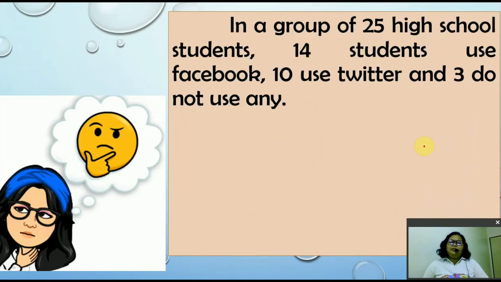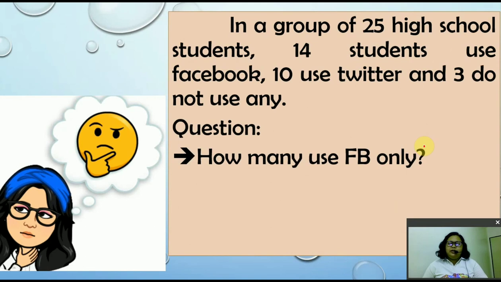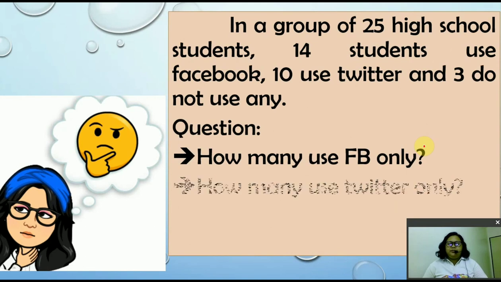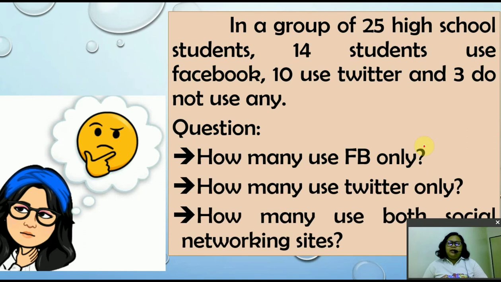In a group of 25 high school students, 14 students use Facebook, 10 use Twitter, and 3 do not use any of the social media. Here are the questions. How many use FB only? How many use Twitter only? And how many use both social networking sites? So it could either be Facebook and Twitter.